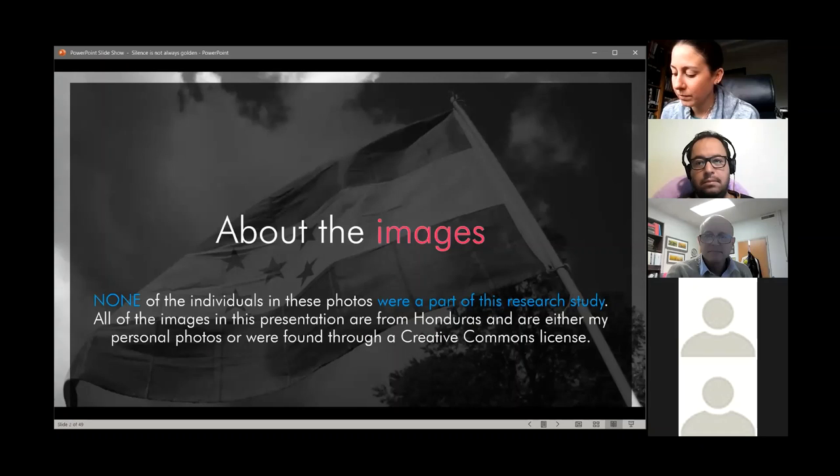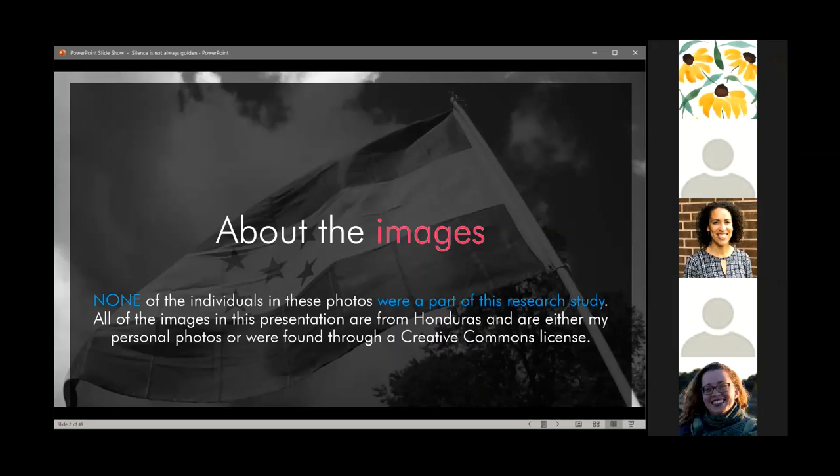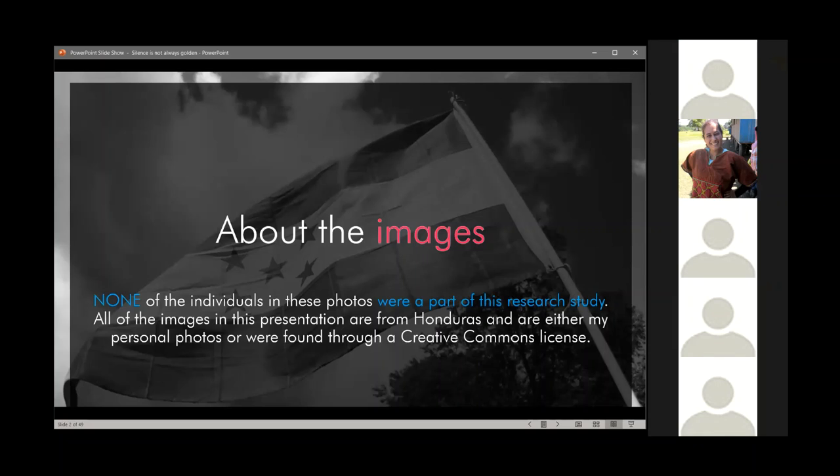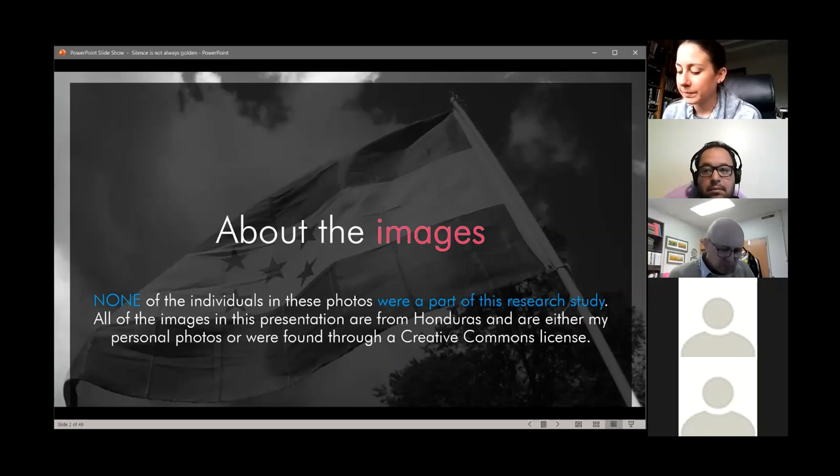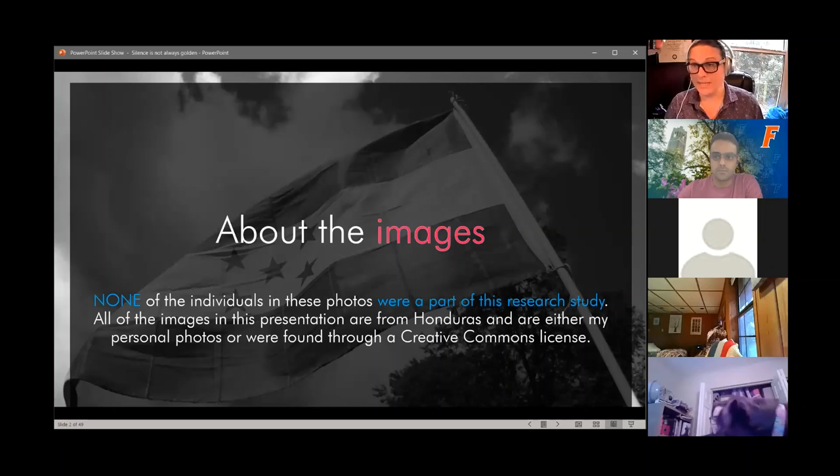Before we get started, I do want to make one small comment. I think this is important because my study is based on violence and migration and very sensitive topics. I just want to make it clear that none of these pictures are of individuals who participated in my study. These are all images either from when I was in Peace Corps, from personal photos that I've taken while in Honduras, or from the Creative Commons. So nobody in these pictures participated in any of this research.